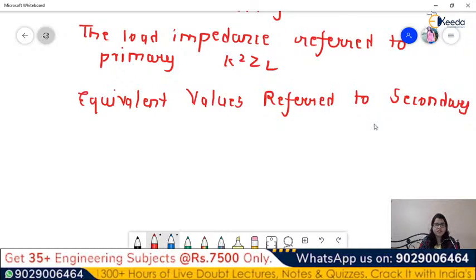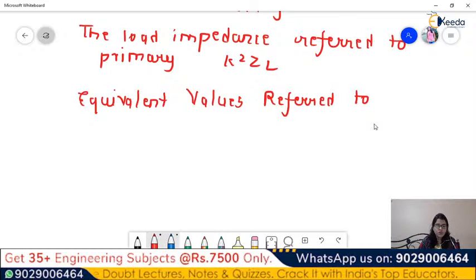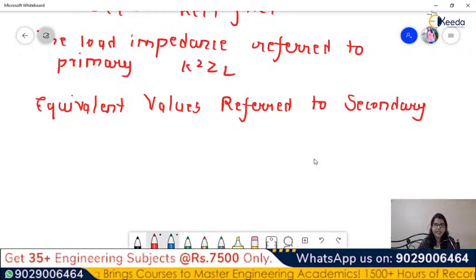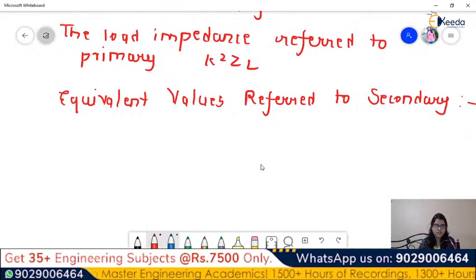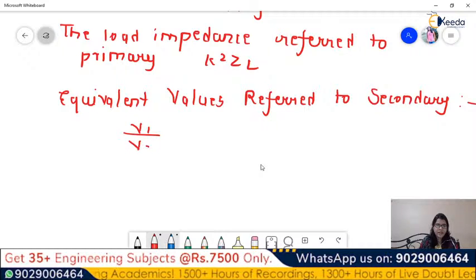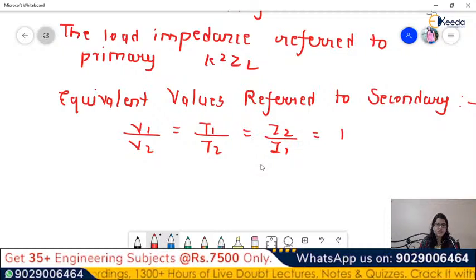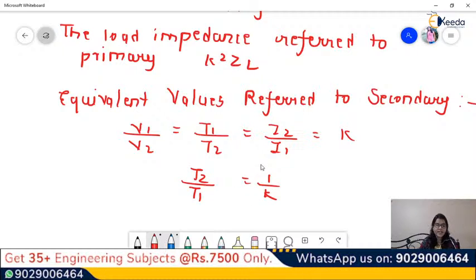Okay. Only what will change? Who will tell me what is the transformation ratio for the transformer? Can anybody write it in the chat? It is very simple. We have studied it in our previous class. It is V1 by V2 is equal to T1 by T2 is equal to I2 by I1 is equal to K. Correct? Yes or no? Now, if we want to transfer the values to the secondary, obviously we have to make this T2 by T1. Correct? So it will become 1 upon K. So let us see how we are going to transform.